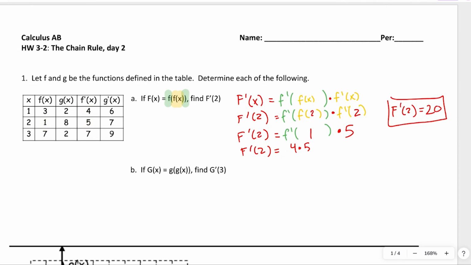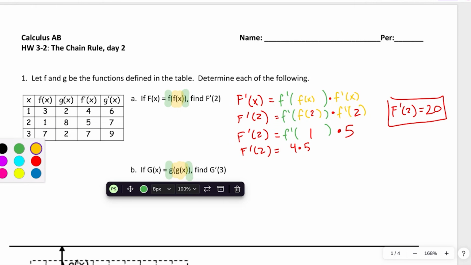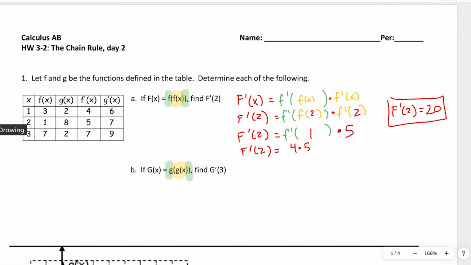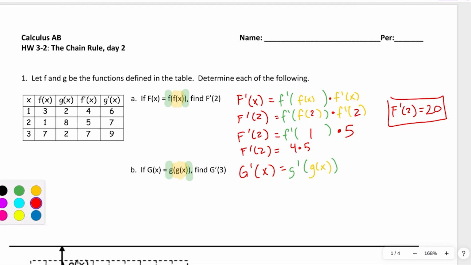Letter B is a very similar setup here, except we're dealing with the g functions, and we're going to find capital G prime at 3. So the slope of the capital G function at x equals 3. Our outside function here is the same as our inside function, which is g. So we'll work this out pretty much the same way we did the last one. So capital G prime is going to be g prime of g, kind of sound like a crazy person as I'm reading this, times g prime.